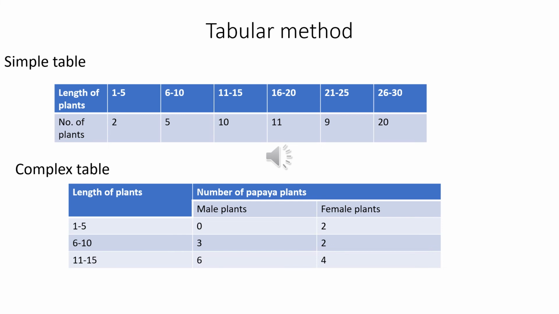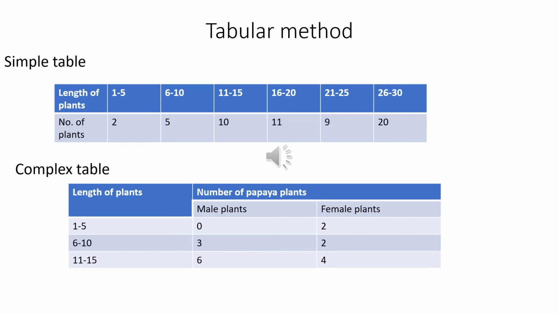Firstly, we are going to talk about the tabular method of representation of data. Tabulation may be defined as the logical and systematic presentation of numerical data in rows and columns designed to simplify the presentation and facilitate comparisons. Tables can be divided into two categories, simple table and complex table.